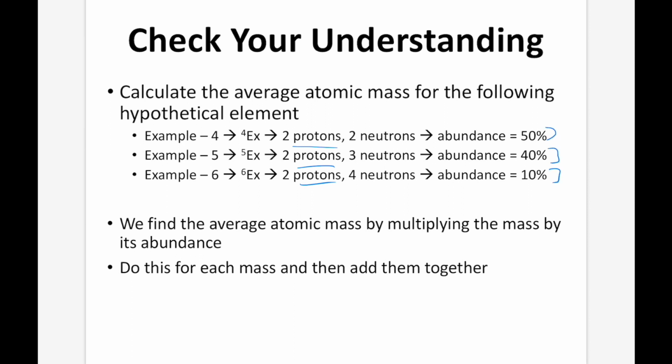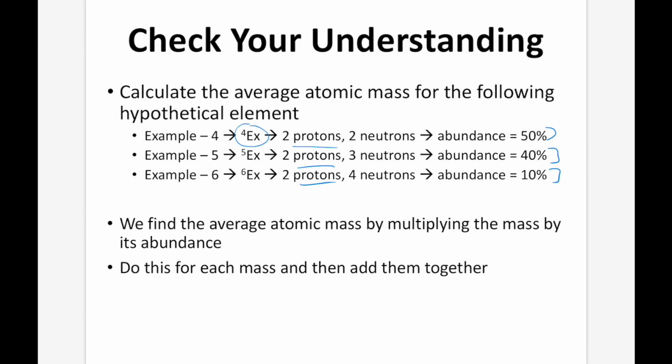So the most abundant is going to be the EX4. So our final answer is going to be pretty close to EX4 because it's the most abundant. But the other ones will take some of that abundance away as well. To find the average atomic mass, we're going to multiply the mass by its abundance. So do this for each mass and then add them together.